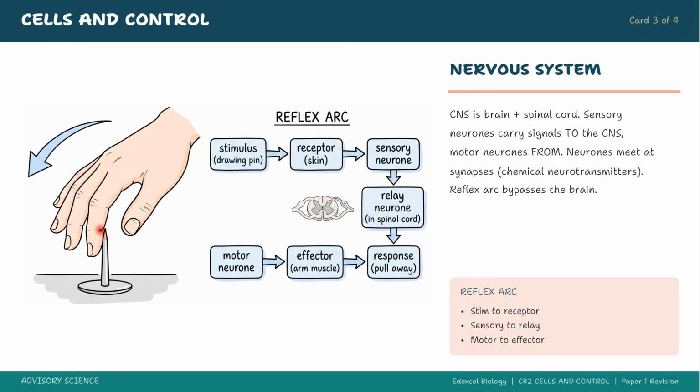But there are more. Blinking when something flies at your face, your pupil shrinking in bright light, coughing when something goes down the wrong way, and also the gag reflex. All of them are rapid responses that protect you before your brain catches up. The order of a reflex arc is what gets you the marks. Stimulus, receptor, sensory neuron, relay neuron, and motor neuron, effector, response. Your sensory neuron comes first before your motor neuron.